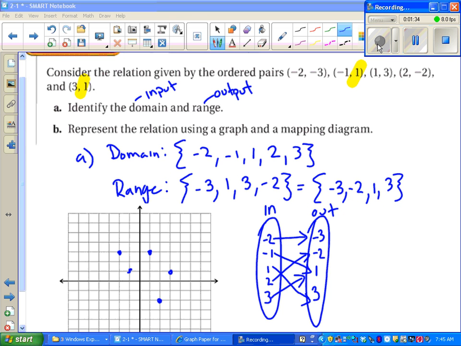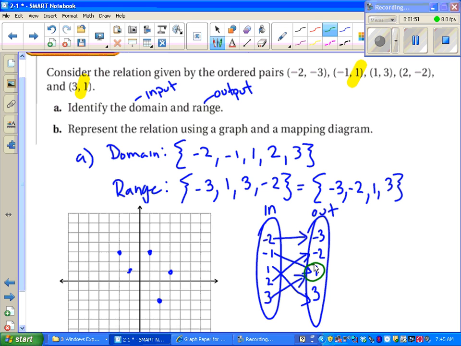If you remember from Algebra 1, if every input points to exactly one output, then this is a function. If you look at my mapping diagram, you can see that all of my inputs point to exactly one output. The fact that one of my outputs gets pointed to twice does not matter. This is still a function because every input goes to one output.